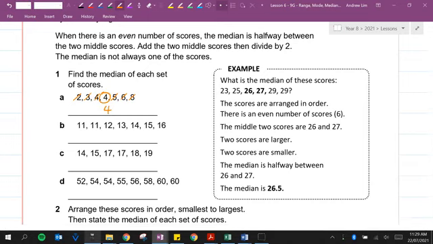What about question B? Smallest, largest, smallest, largest, smallest, largest. Oh, there's only one left. The median, the middle score, is 13.